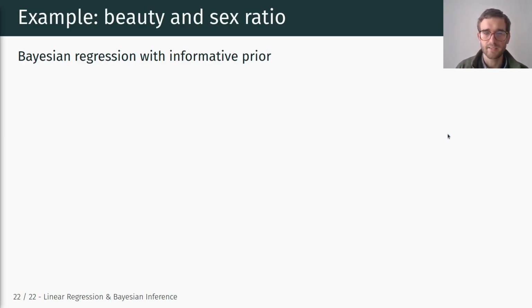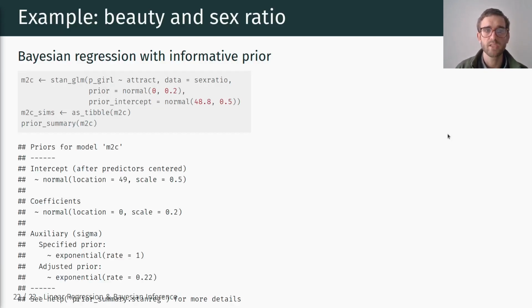The next step is then to use the same model, but now use informative priors, okay? And the way we can specify these priors is to just specify priors as additional arguments in our stan_glm function, okay? And in this specific example, we have quite a good idea of what exactly these priors should look like, right?